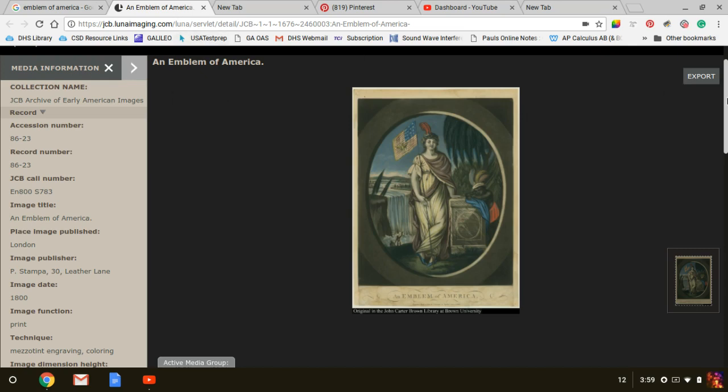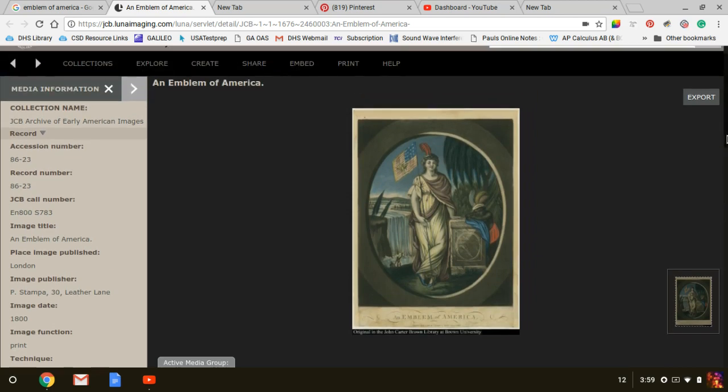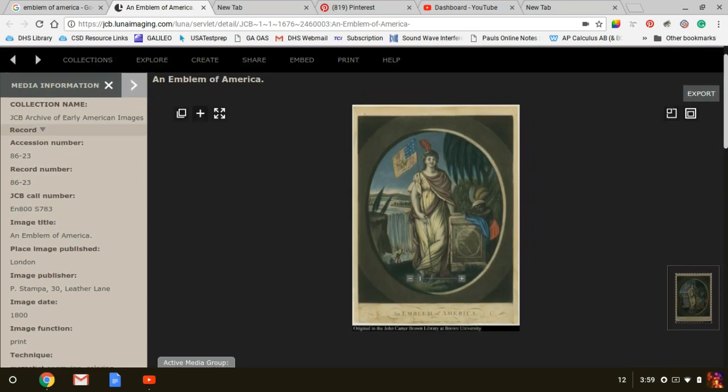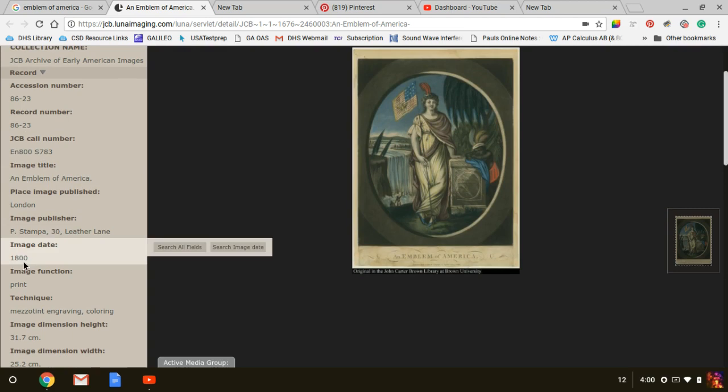But anyway, here is this same picture. This is where I've tagged the Pinterest on it, from this particular picture right here. This emblem. So it's definitely Brown University. It says right here, John Carter Brown Library of Brown University. And over here off to the side, it says it was published in 1800.